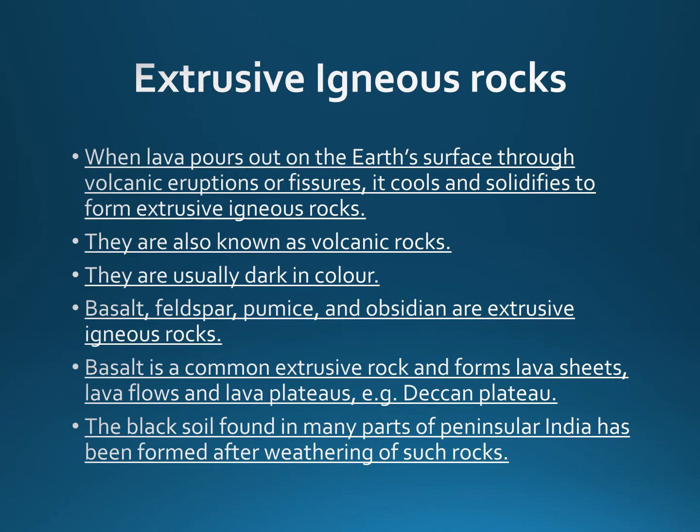When the magma erupts on the surface and flows down the slope of the land, it is called lava. Lava may flow as a tongue or as a sheet. Several lava sheets may get piled up to form a plateau. When lava flows on land, there is a sudden cooling and there is less time for the minerals to crystallize. Basalt is a common volcanic or extrusive rock and forms lava sheets, lava flows, and lava plateaus.